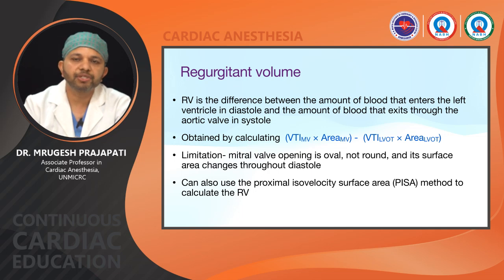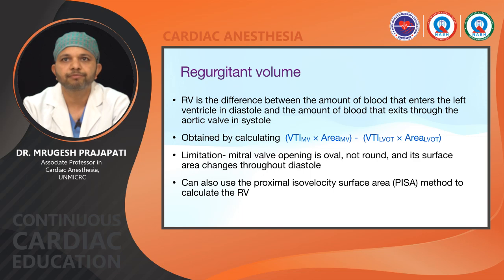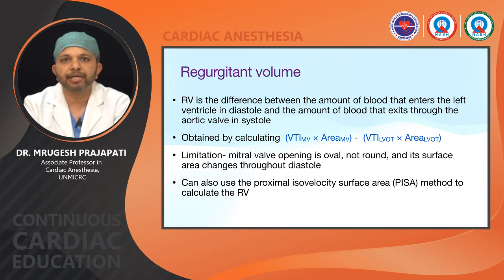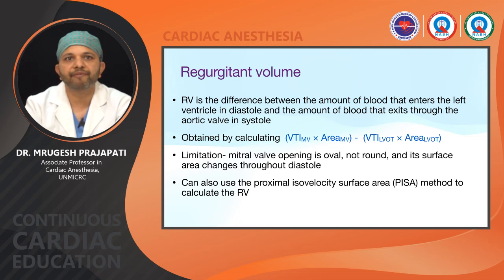Regurgitant volume is the difference between the amount of blood that enters the left ventricle in diastole and the amount of blood that exits through the aortic valve in systole. So, it is obtained by calculating the mitral valve VTI multiplied by the area of the mitral valve, minus the LVOT VTI multiplied by the LVOT area. A limitation of this method is that the mitral valve opening is oval, not round, and its surface area changes throughout diastole.